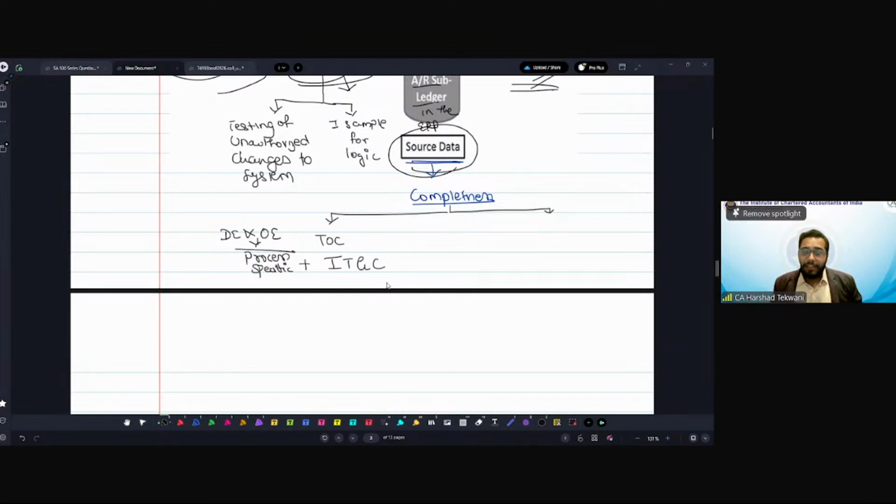So ITGC plus process specific give me comfort on the TOC part of this particular area. The next is I may perform TOD. Depending upon the level of comfort I'm getting from the TOC and ITGC, I may choose to perform some TOD over here. Or there are dual purpose testing also. We'll see in some time, but I may perform dual purpose testing on the source data.